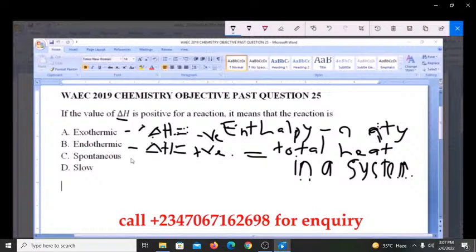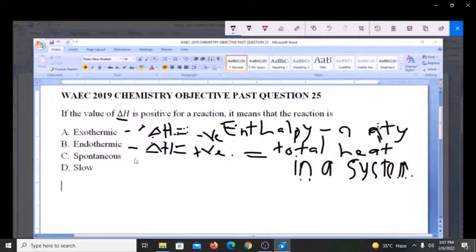Now, a spontaneous reaction is basically a reaction that takes place on its own without intervention, and you cannot specifically say if a spontaneous reaction loses heat or gains heat. So the enthalpy of a spontaneous reaction is dependent on other factors, such as it being endothermic or exothermic. Now, a slow reaction is one in which the rate of the reaction is low, or the time taken for the reaction to be completed is long, it's very slow.